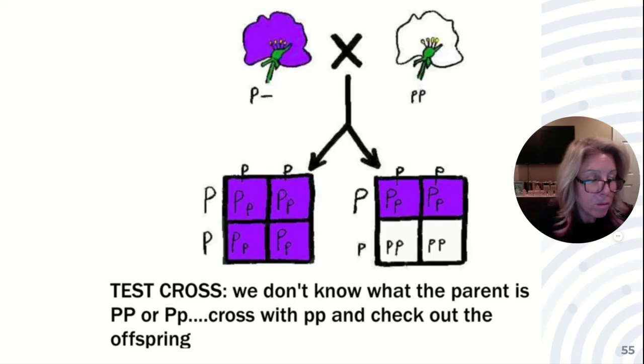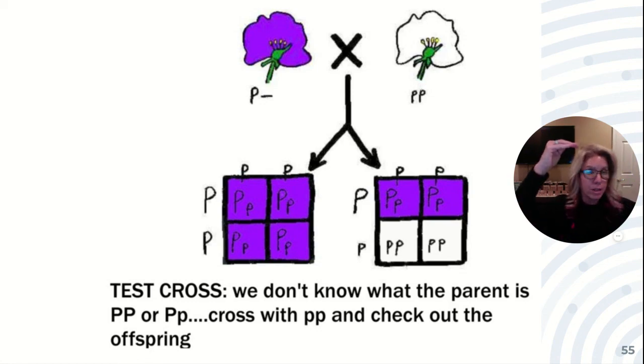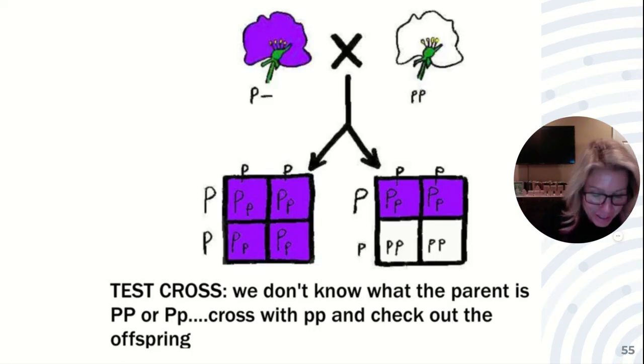So if you have a tall pea plant, what should you cross it with if you want to establish if it is big T or big T, little t? If you have a tall pea plant and you don't know if it's big T or big T, little t, who would you cross it with? Hopefully you're telling me a short pea plant, little t, right?